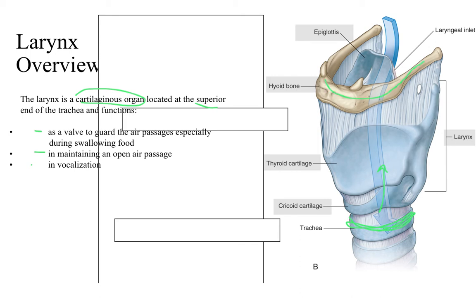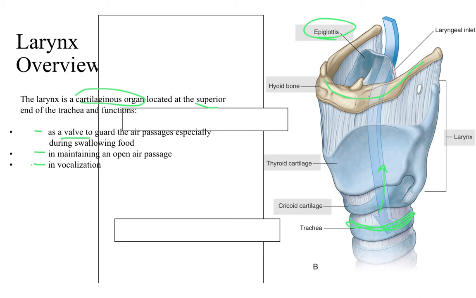All right. The functions of the larynx, one acts as a valve to guard the air passages during swallowing of food, and that's going to be primarily the function of the epiglottis. It's going to help maintain an open air passage. Okay, the reason why we have all these cartilaginous structures is because they're rigid and they're going to hold the airway open. We don't want the airways to be a collapsible tube like the esophagus. We want them open because air is going to be important to move in and out constantly.